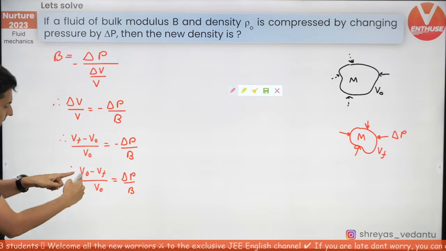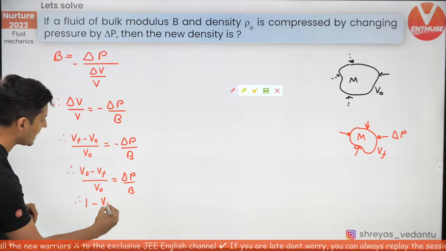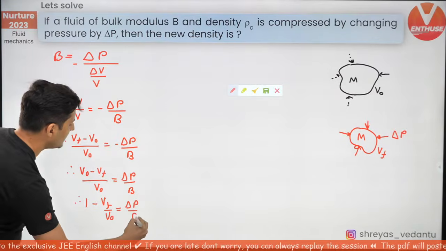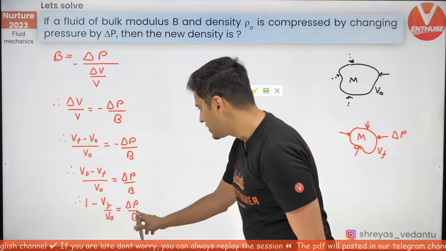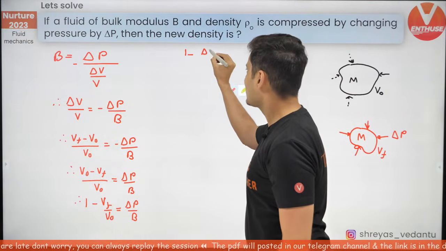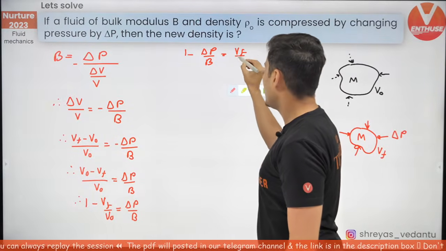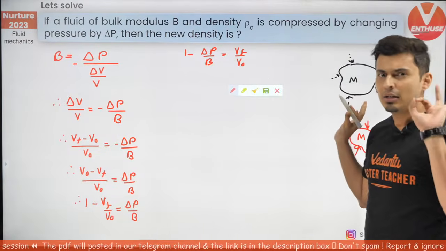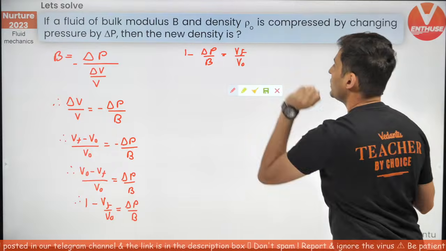Now just do simple math. V naught by V naught is nothing but 1. This will become 1 minus Vf by V naught is equal to delta P by B. Interesting. Once I get this, I can shift this guy over there, this guy over here. So it will become 1 minus delta P by B is equal to Vf by V naught. Okay. Now till here I have simplified. The only thing that I need to do is somehow convert volume into density.